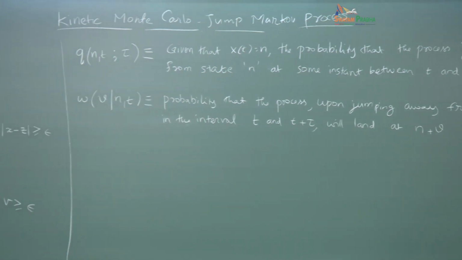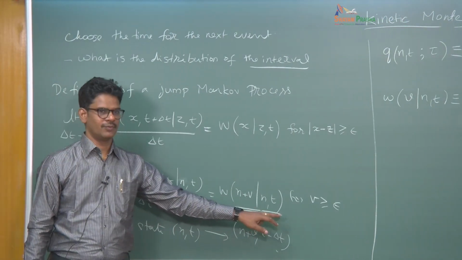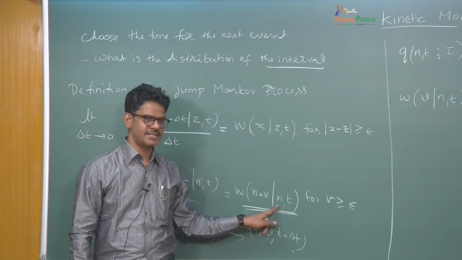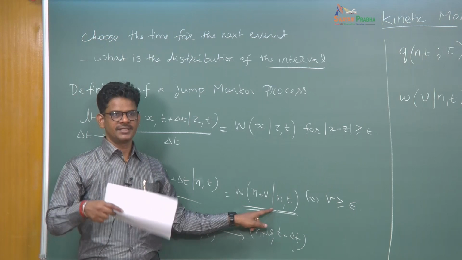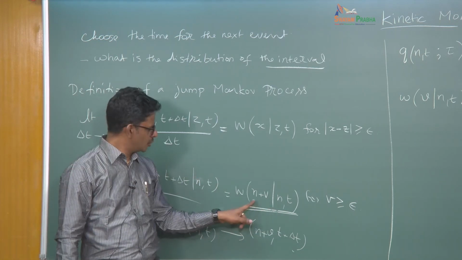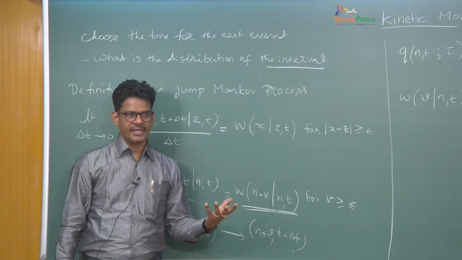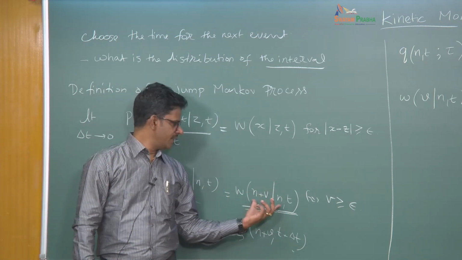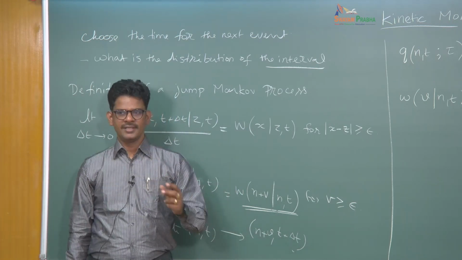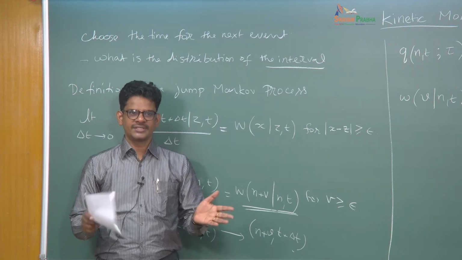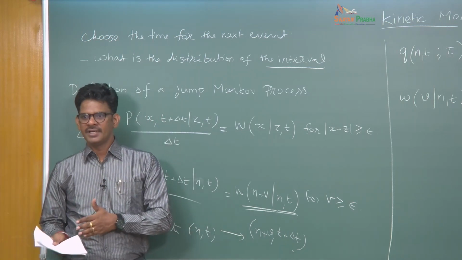So if you look at this particular function, what this says is, given that the state is n at time t, it will make a jump in the time interval t to t plus delta t to another state which is n plus nu. That is what this means. Now there are two things involved: there is a time and there is a state change. Two things are happening, and I want to write this as two sets of probability: one that takes care of the choice of the time, and another that takes care of the new position.